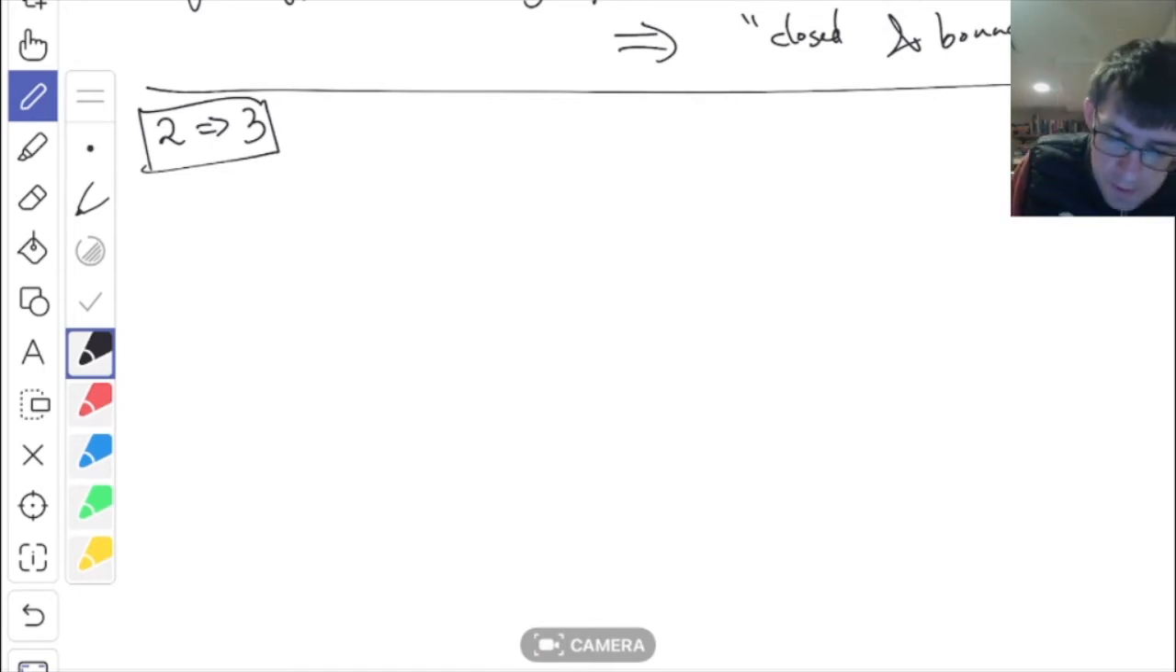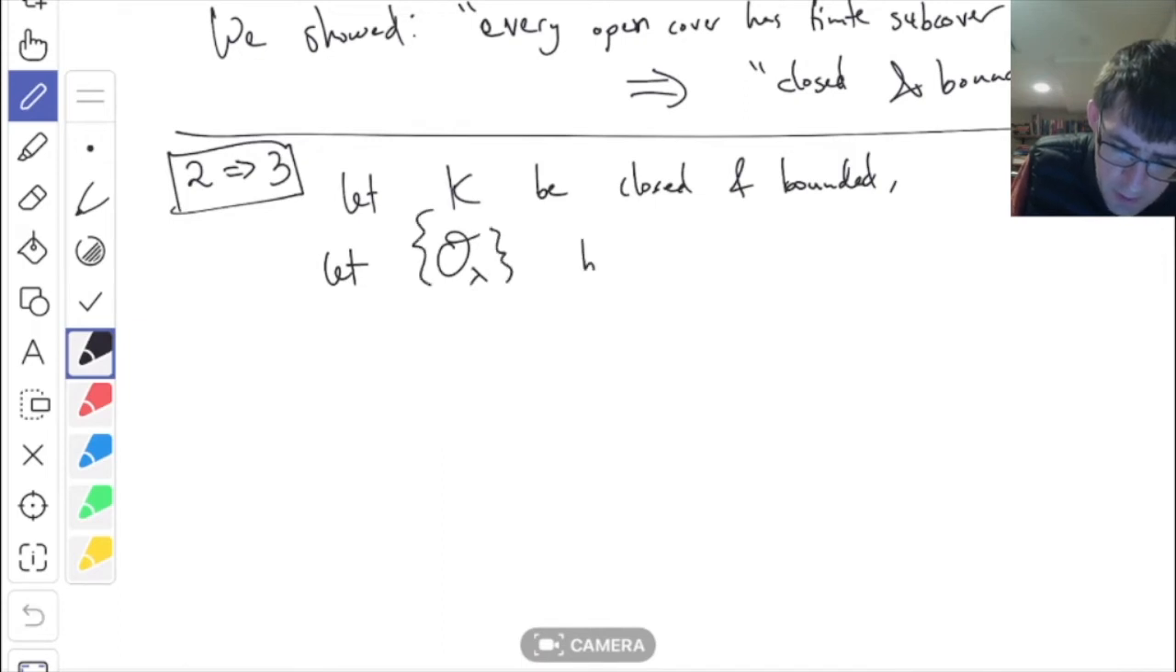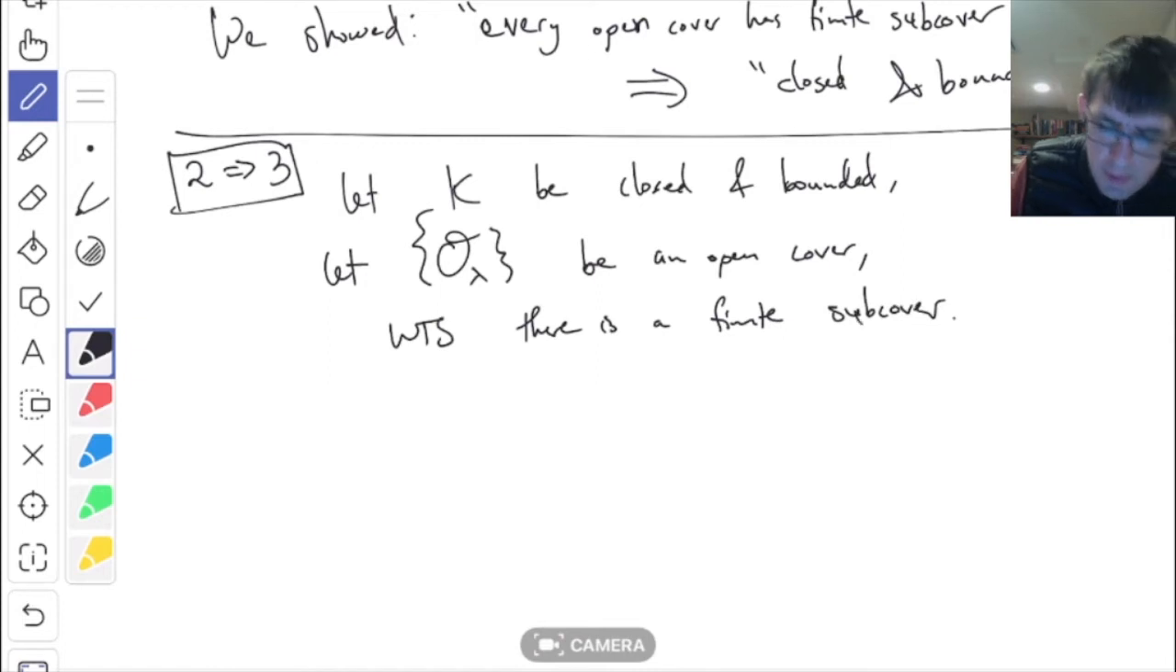So for this one, we're going to go the other way around. So it says let K be closed and bounded. And then also take any open cover. So I'm going to say let O lambda be an open cover. And then we want to show that there is a finite subcover. We assume it's closed and bounded, and then we're going to show every open cover has a finite subcover. All right.